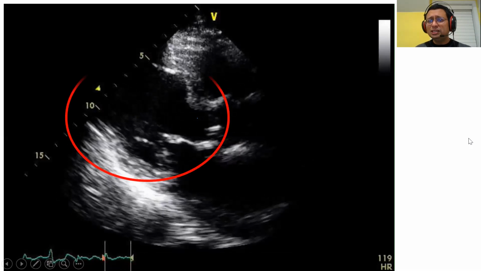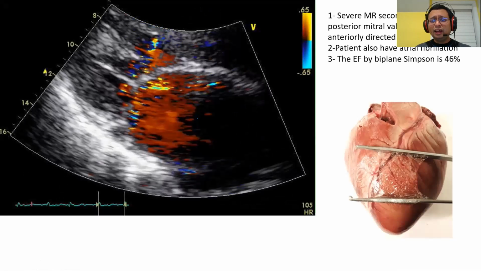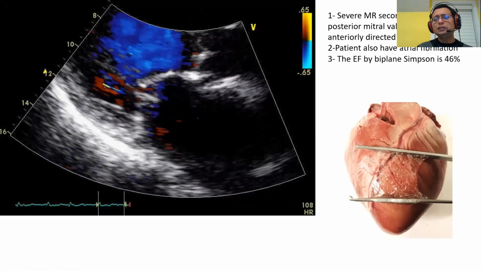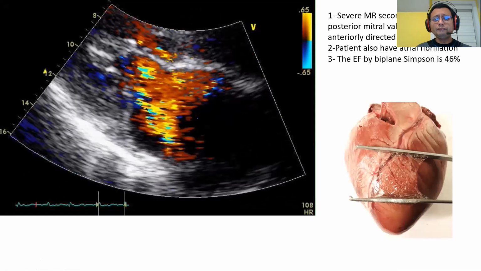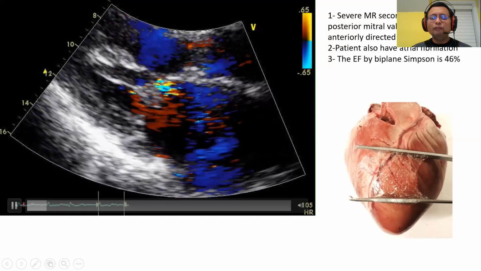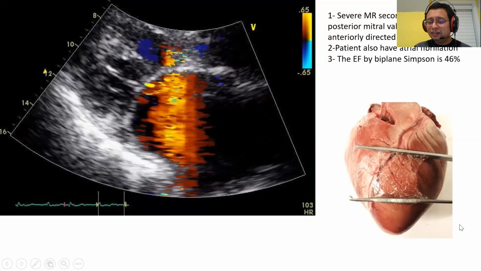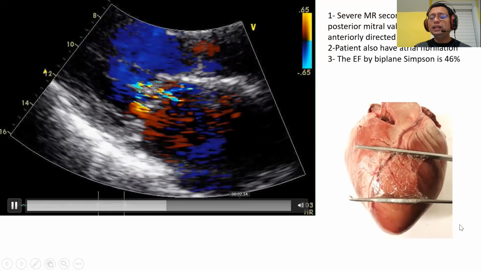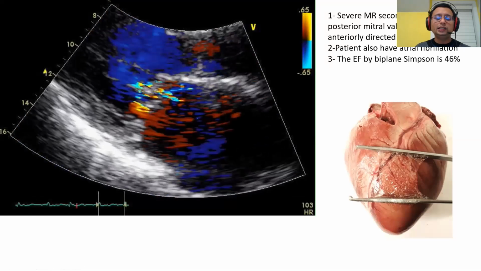Let's look at our parameters, right? This patient has severe MR. Patient also has AF. The EF is 46%. So the EF is down for this patient, okay? Now, does the patient have diastolic dysfunction or not? All right. Now, if you were to take 50% as normal ejection fraction, okay, you know that EF that is 46% is not normal. So we know that this patient has diastolic dysfunction.